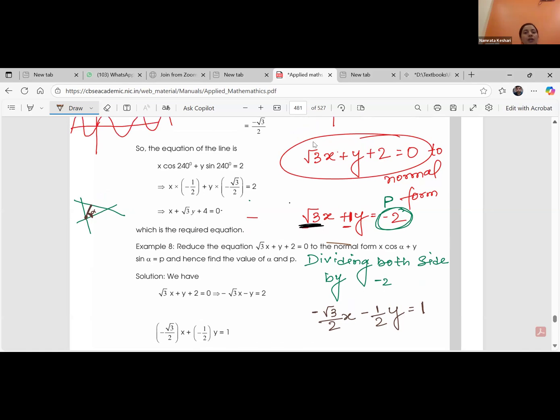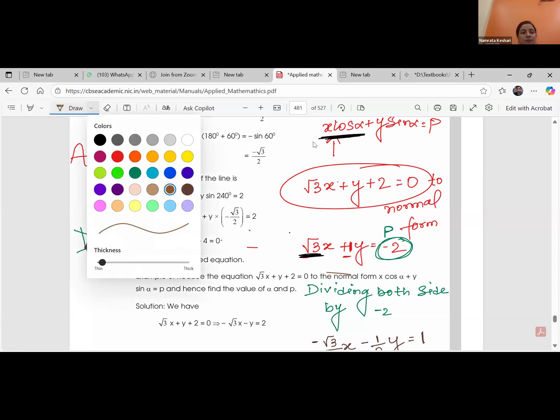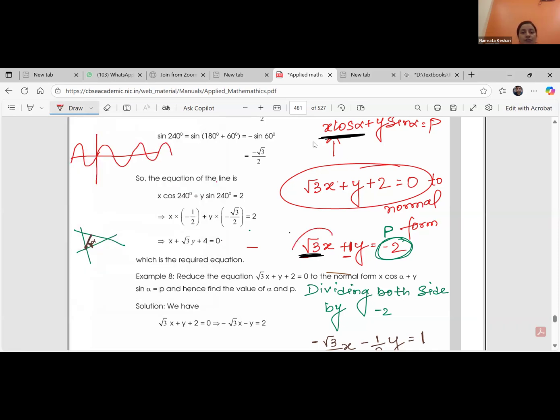So what we are doing, we have taken the given equation first. Then we are shifting this 2 to the other side. The moment we shift this 2 to the other side, we realize that 2 is negative. It needs to be positive because that represents the perpendicular distance from the origin. And one more thing we realize, in front of x we are trying to create cos alpha, in front of y we are trying to create sin alpha.